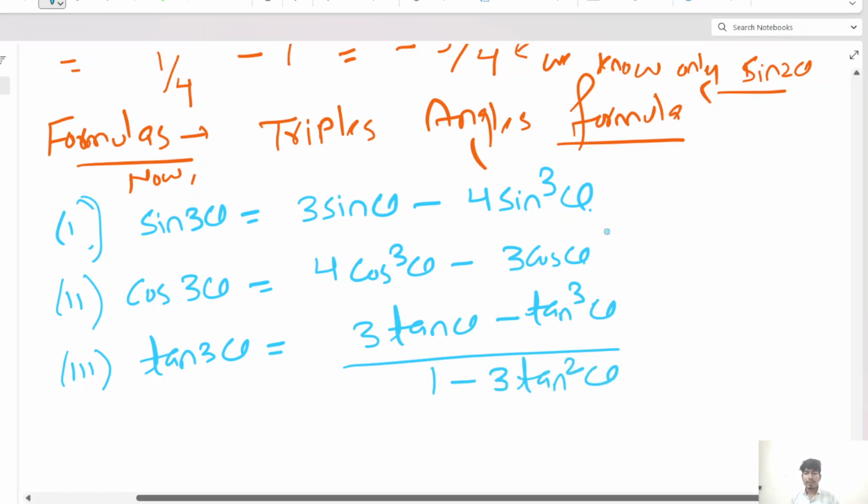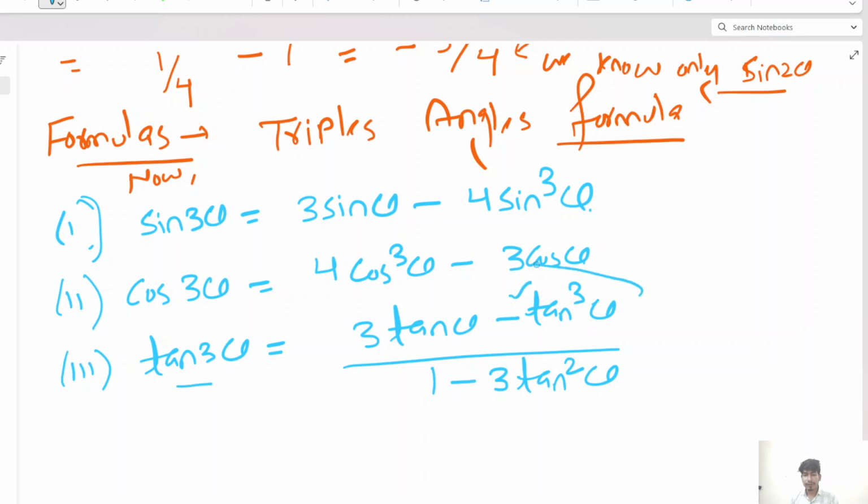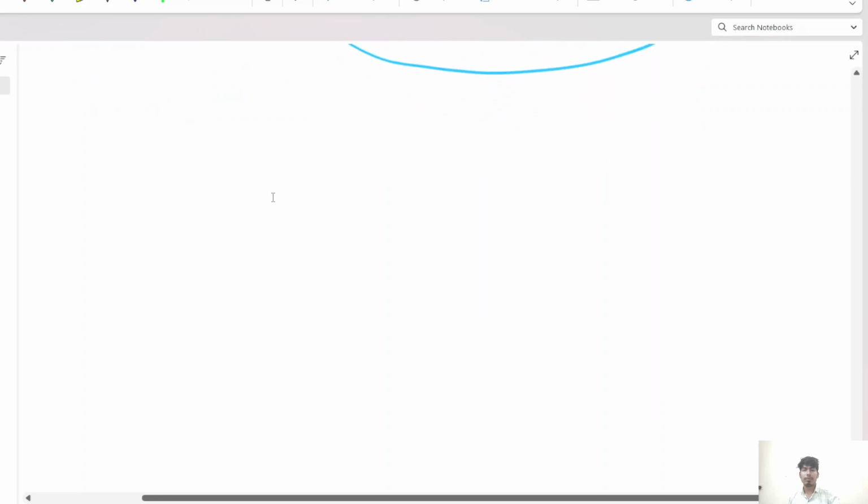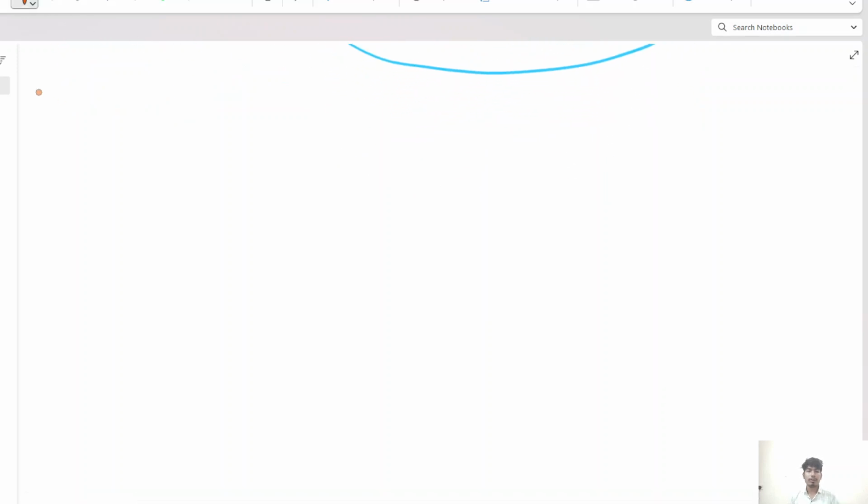Remember this: in tan 2 theta, here is minus and here is plus, but in tan 3 theta, in the denominator and numerator both are minus. So remember this. Now we do questions based on this triple angle formula. What is our first question?